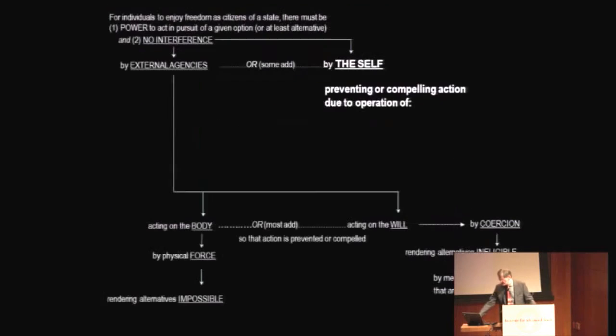So here it is. We're now entertaining the thought that it may not be an inherently interpersonal concept, but that the interference might be by the self preventing or compelling action due to the operation of, well, what? That now is the question. How could you make sense of the thought that the self could undermine the freedom of the self? I mean, what notion of the self have you got here?